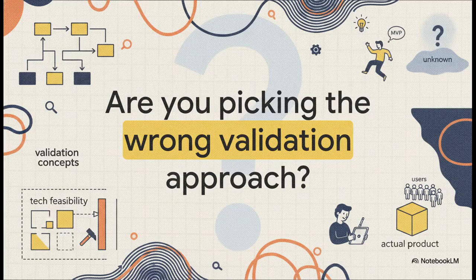Okay, let's dive into this, because the core problem usually starts before a single line of production code is even written. Confusing different validation concepts is literally the fastest way to miss your mark. You know the story. One founder jumps into building a minimum viable product before confirming if the tech is even feasible. Or another spends months on this beautiful interactive design when real users should already be testing the actual functioning product. So you gotta ask yourself, are you picking the wrong approach for your specific risk?